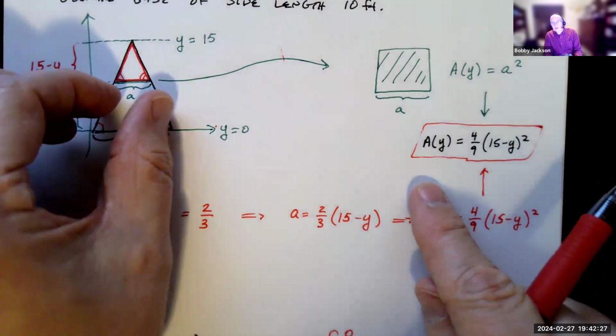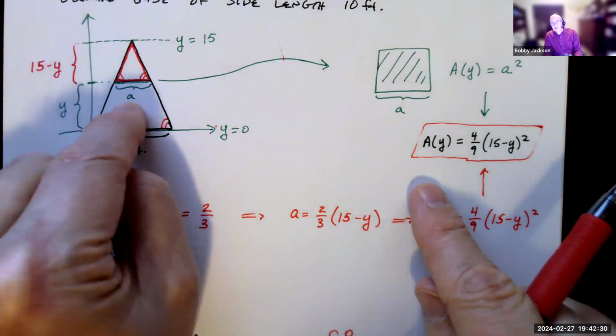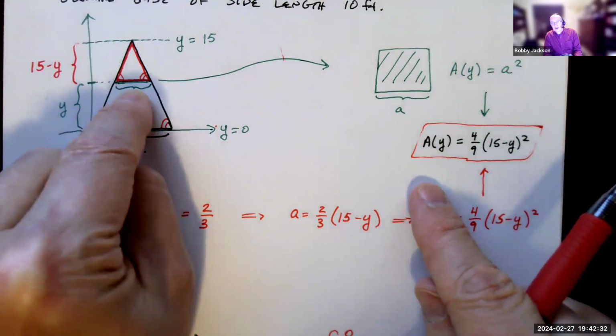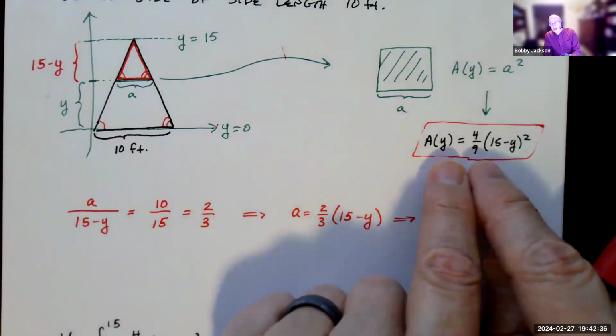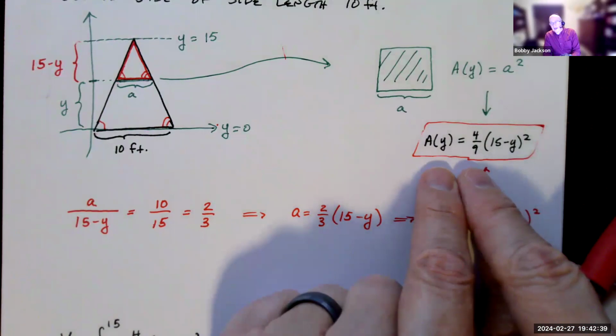There's many shapes. Whatever that is, you can get this length here as a function of y, as we did here, and then you would be able to get the area of the cross-section as a function of y.